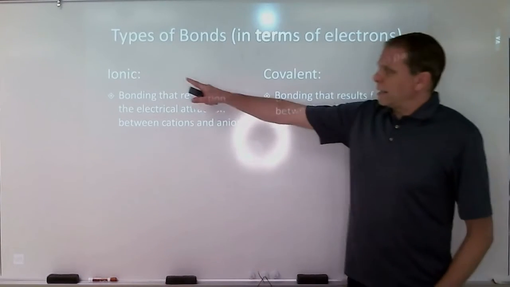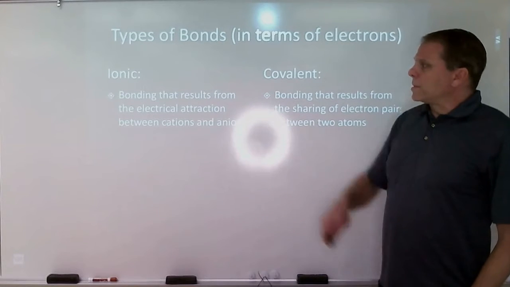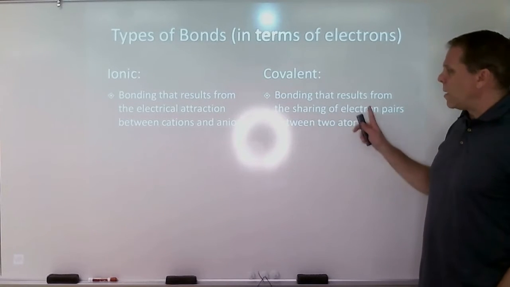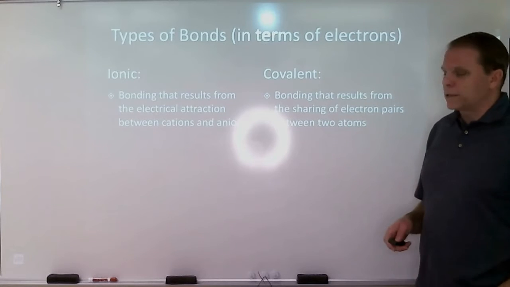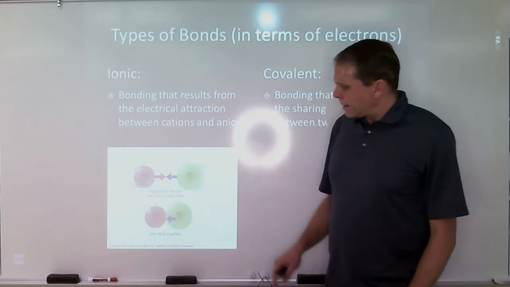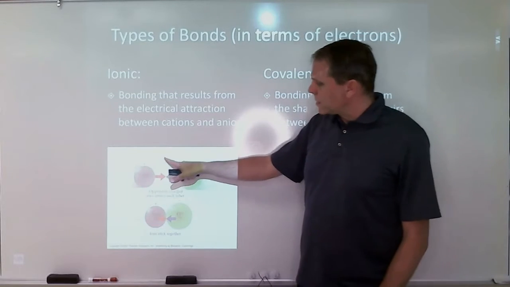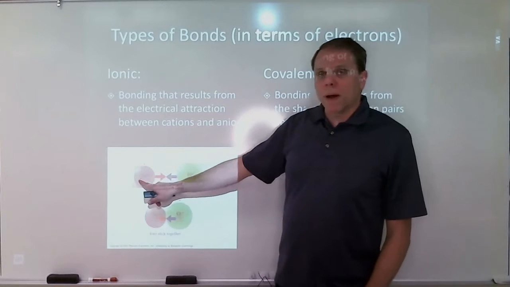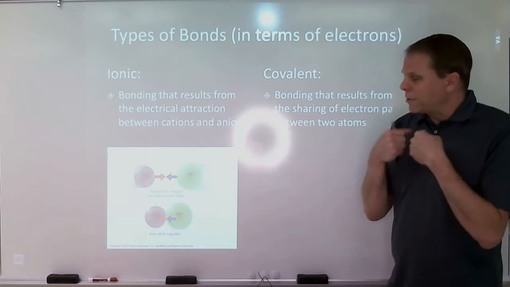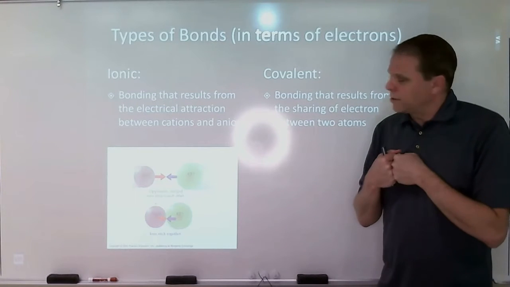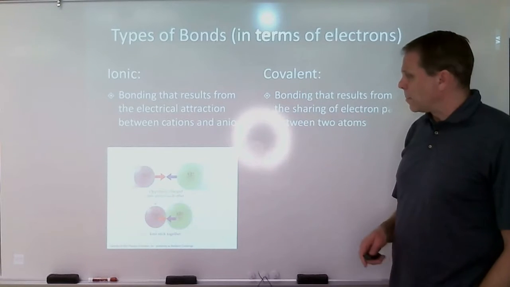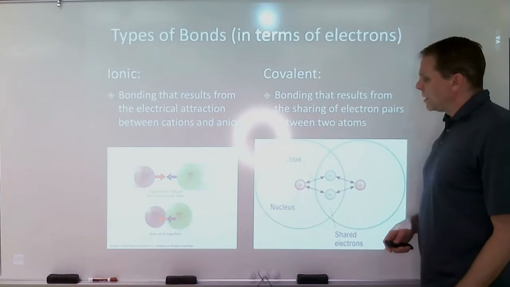So let's talk about ionic. Bonding that results from the electrical attraction between cations and anions, and covalent, the bonding that results from the sharing of electron pairs between two atoms. What's the picture going to look like for these? On the ionic side, if sodium has given one of its electrons to chlorine, now sodium is positive, chlorine is negative, like two parts of a magnet, north and south, they're attracted to each other, they're going to come next to each other, okay? And so these guys are going to hang out because of opposite charges. That's ionic bonding. What about covalent bonding?